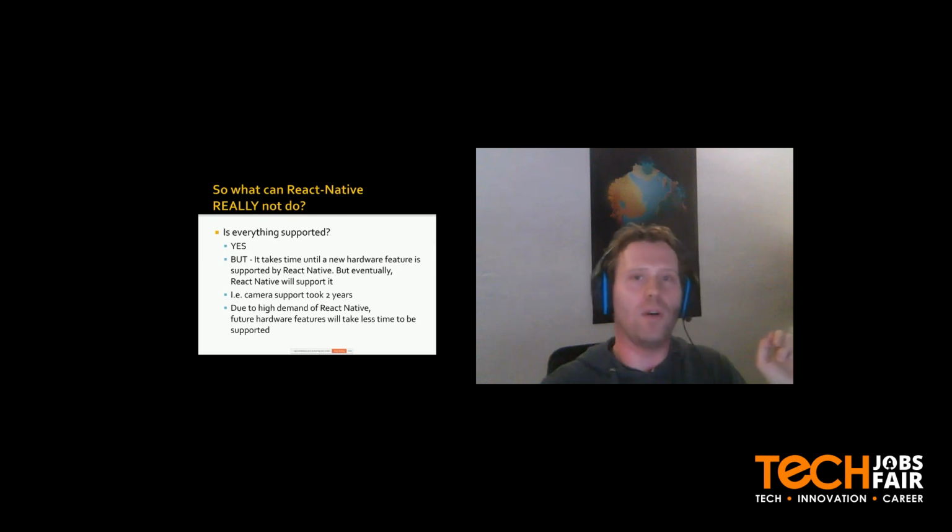For example, the camera support. I think in 2017, the camera support was not there yet. So I think it was 1 year later or so, in 2018, that camera support was enabled in the React Native library. And now, since React Native is so highly demanded, these delays get shorter, which means that new hardware features that are in your cell phone will be supported in a much shorter time span than back in 2017.